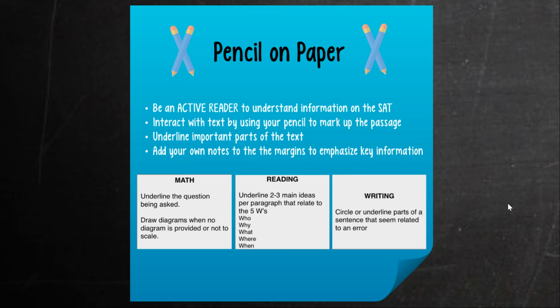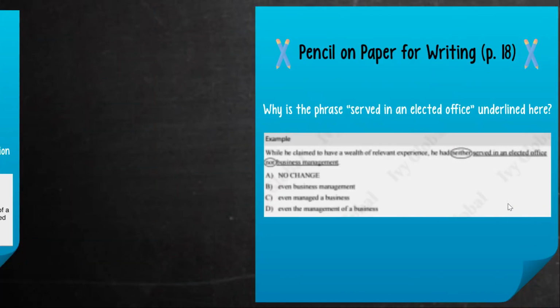Pencil on paper. Be an active reader to understand information on the SAT. Interact with text by using your pencil to mark up the passage. Underline important parts of the text. Add your own notes to the margins to emphasize key information. And it gives an explanation of how to utilize pencil on paper for each section. Right? For math, underline the question being asked, draw diagrams. For reading, underline 2 to 3 main ideas per paragraph that relate to who, why, what, where, and when. And for writing, circle or underline parts of a sentence that seem related to an error.